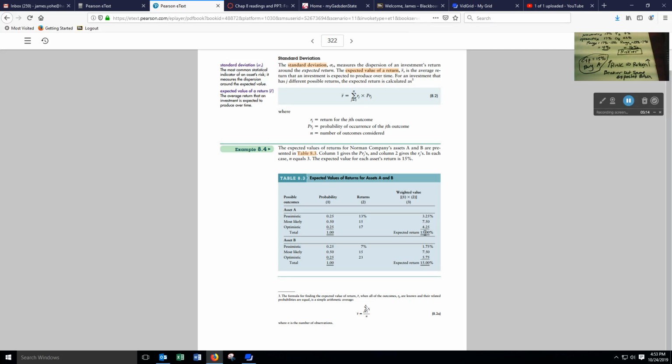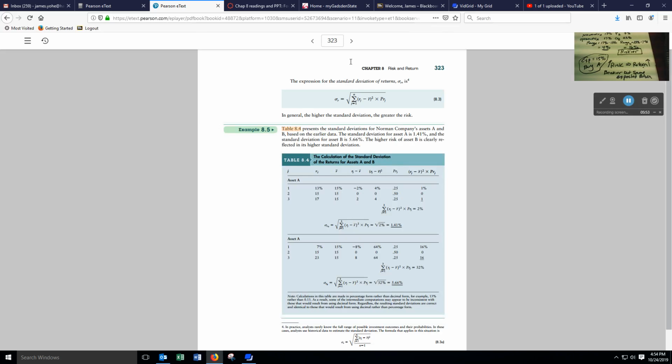And you can see here what we told you in the last video, that the expected return, which is equal to the sum of the probability of each scenario times its return, is equal to the expected value of a return, R bar here. And we do that for both assets, and you can see they're both 15%. So the expected return of these two assets is exactly the same.